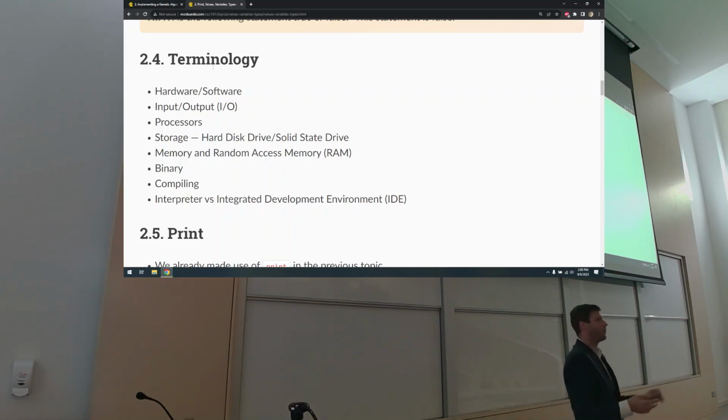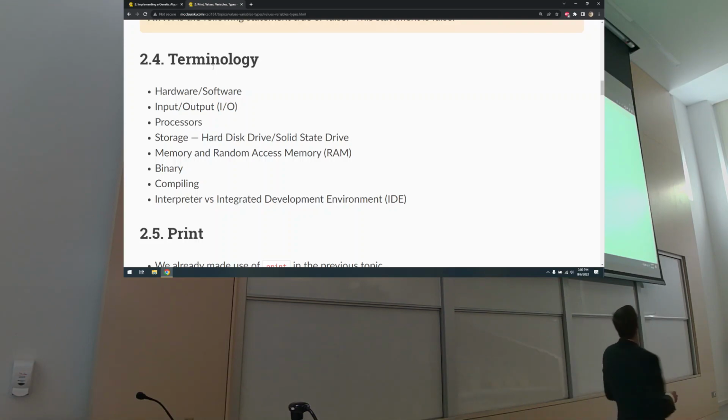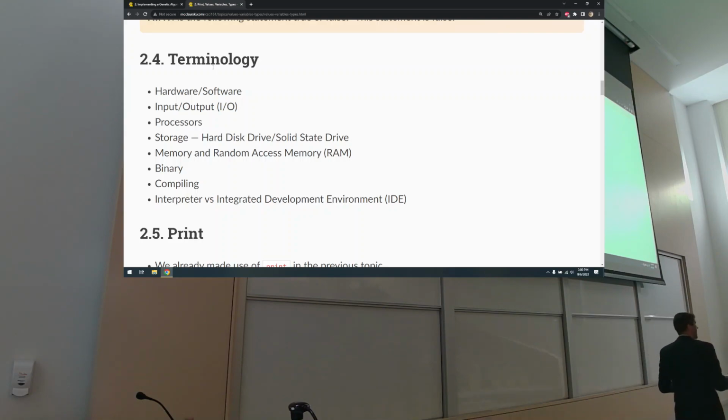Processors, those are the things in the computers that are actually doing the number crunching. They're the things actually doing all the computing. They're doing all the calculations. Storage, hard disk, solid state. So you've got storage. That's where you store information, like long-term storage. That's where like the code for all your programs is stored.